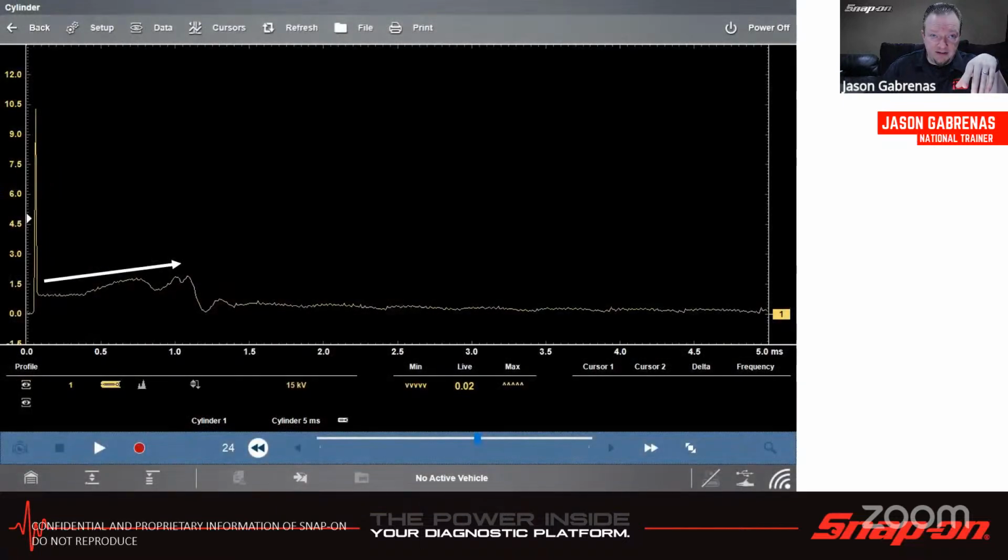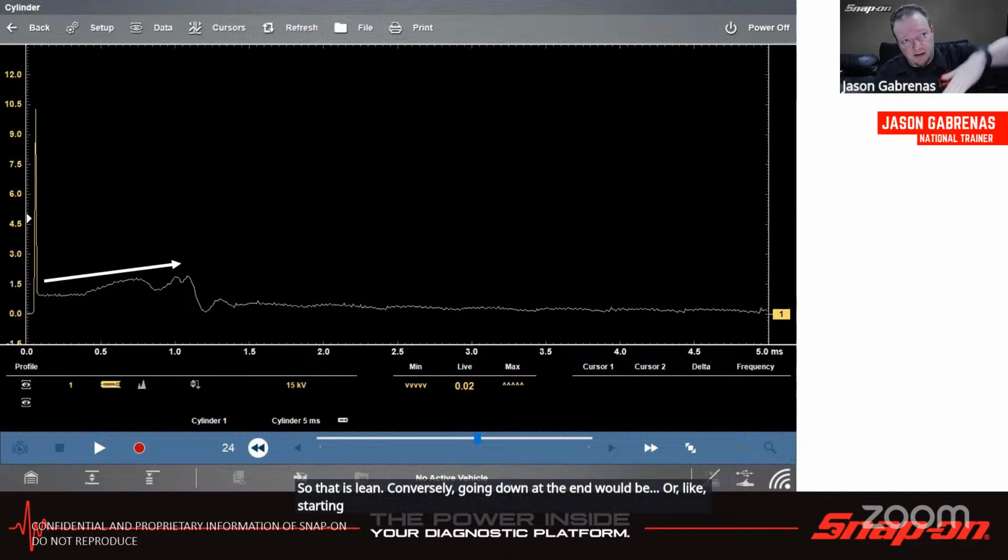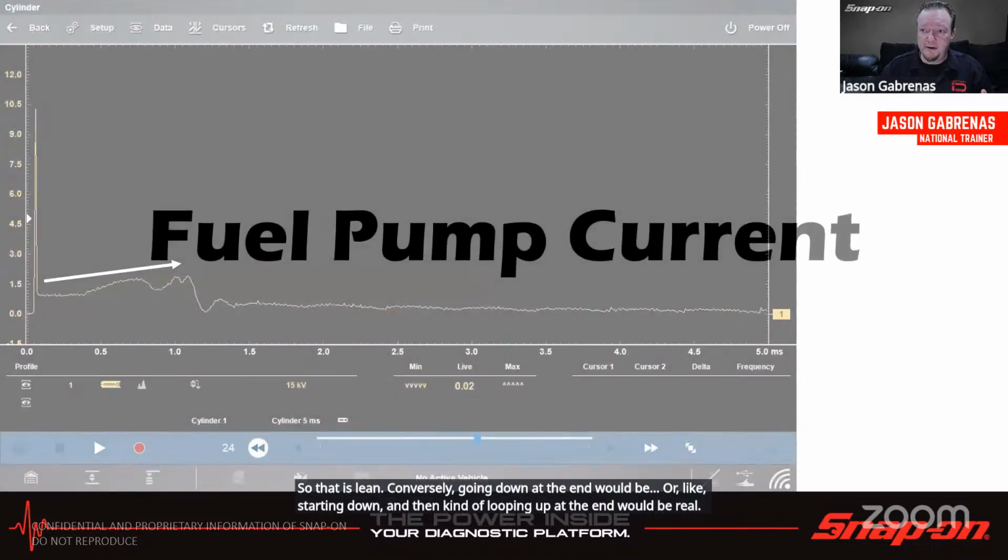And it's less resistance. All right, so that is lean. Conversely, going down at the end would be rich, or like starting down and then kind of looping up at the end would be rich.